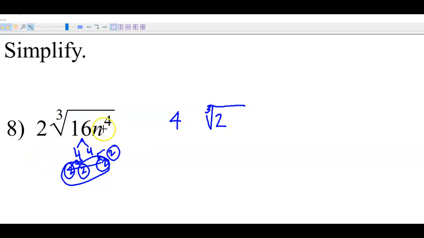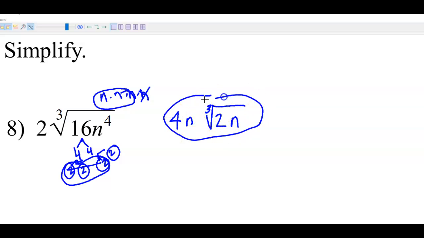And then with my n to the 4th, that means n times itself 4 times. So for these 3 here, I can bring 1 out. That one would have to stay inside. So 4n on the outside, 2n on the inside. So again, this section is just review. There's a kind of a middle section where you're just simplifying radicals.